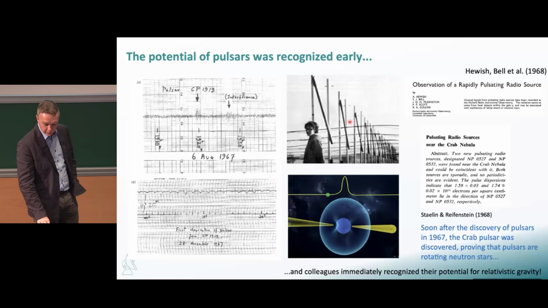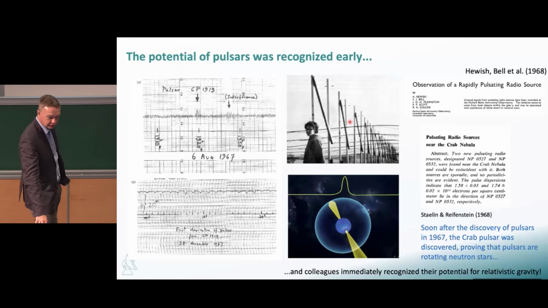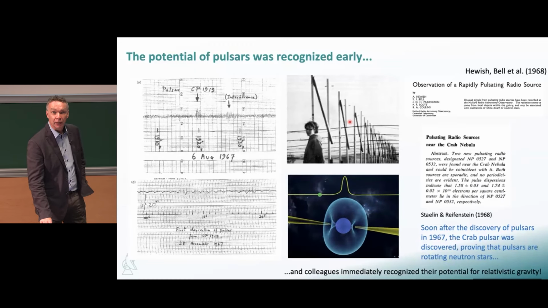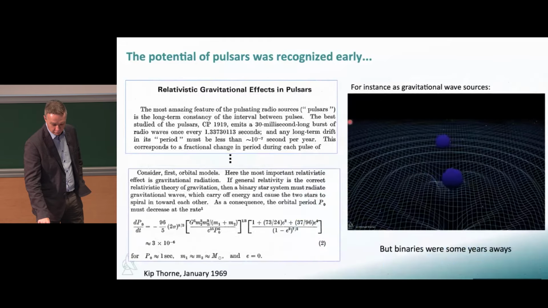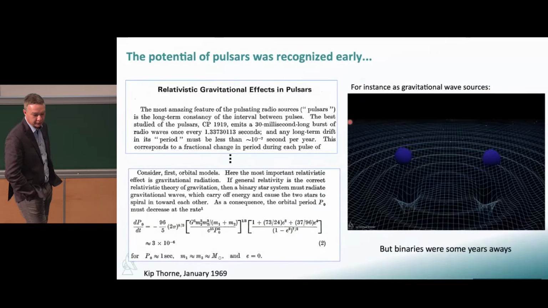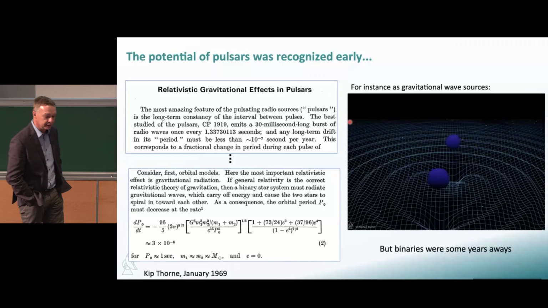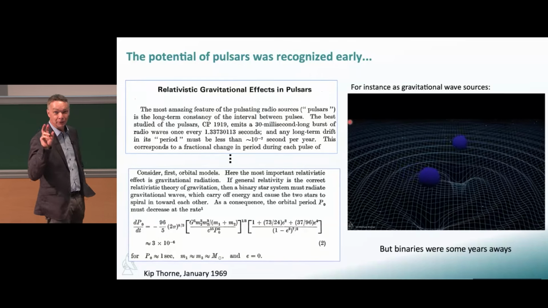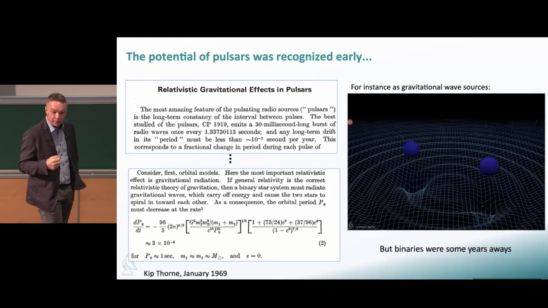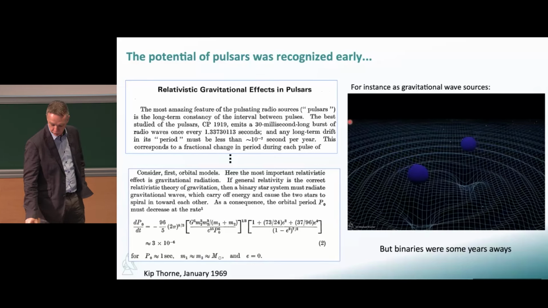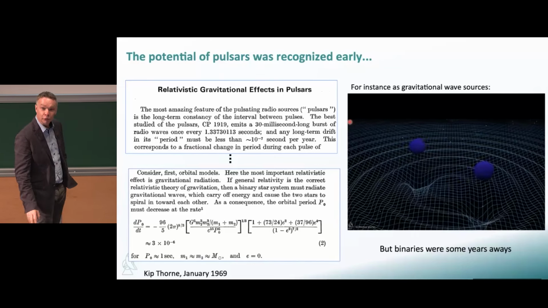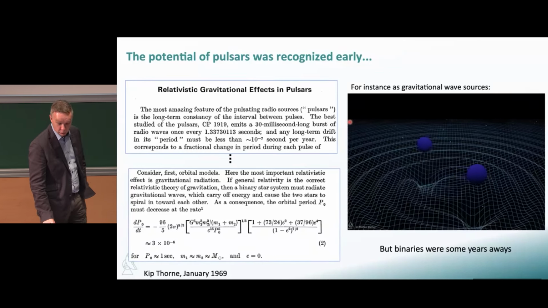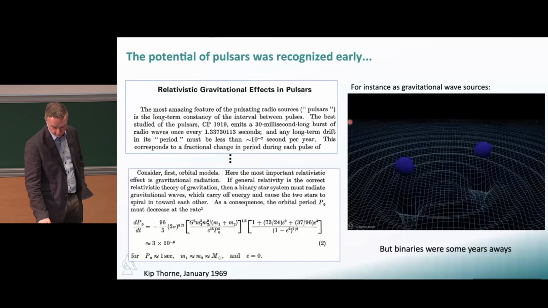Soon after this first pulsar was discovered, there was another flurry of papers that speculated what pulsars could be used for. One very interesting one is the paper by Kip Thorne already in January 1969, who already at that time points out that if the pulsar has a companion, the system should lose energy due to gravitational wave emission, and therefore the orbit shrinks, and he even produced that formula in that paper. And that was already in January 1969.